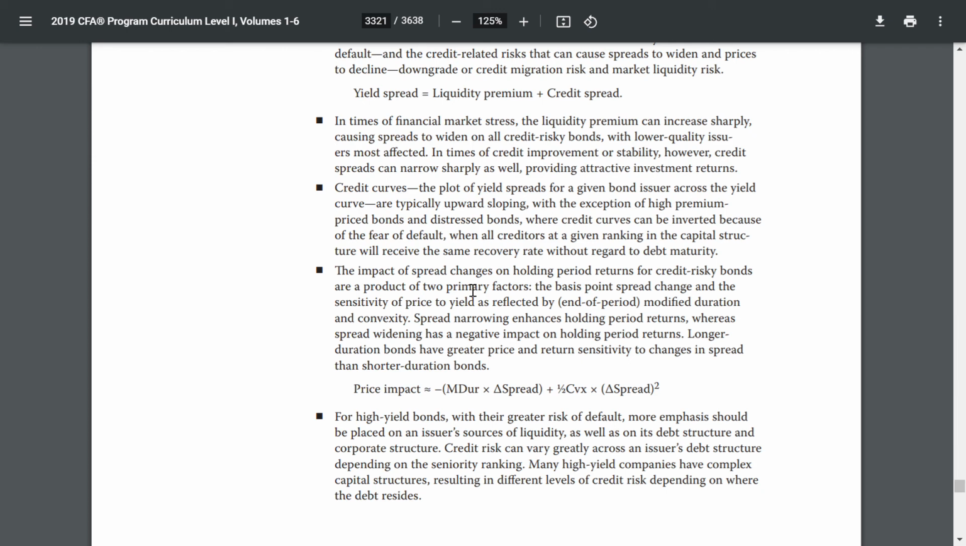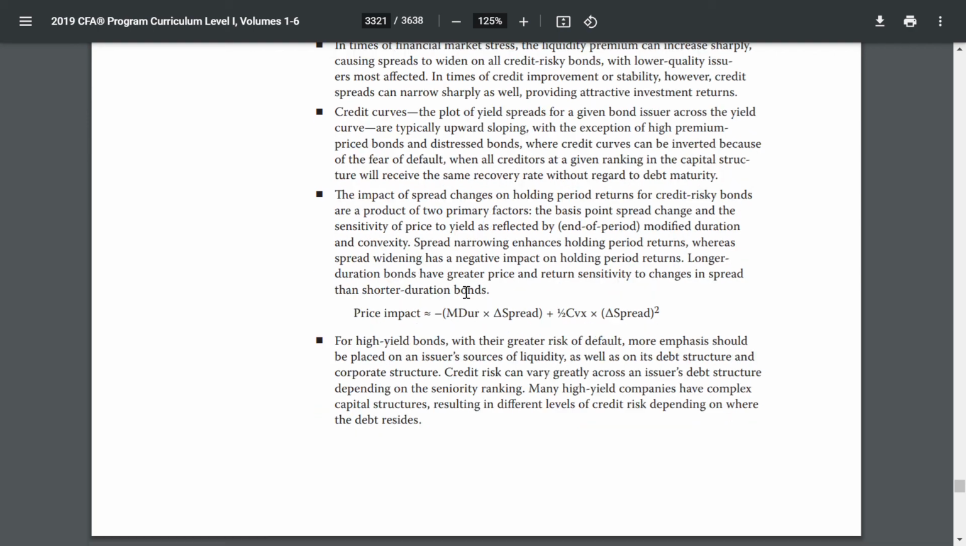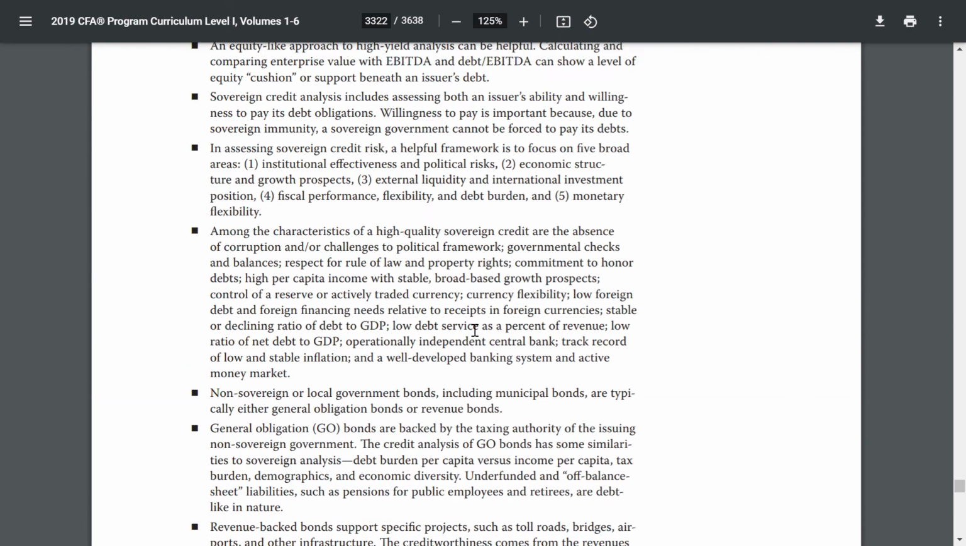When all creditors at a given ranking in the capital structure will receive the same recovery rate without regard to debt maturity, the impact of spread changes on holding period returns for credit risky bonds is a product of two primary factors: the basis point spread change and the sensitivity of price to yield as reflected by modified duration and convexity. Spread narrowing enhances holding period returns, whereas spread widening has a negative impact on holding period returns. Longer duration bonds have a greater price and return sensitivity to changes in spreads than short duration bonds.